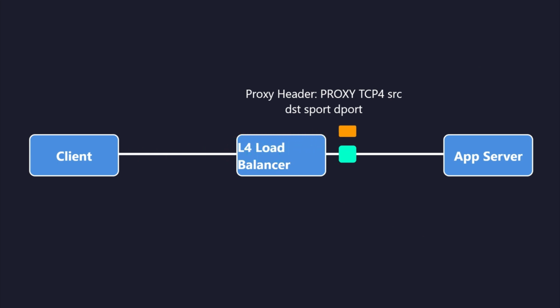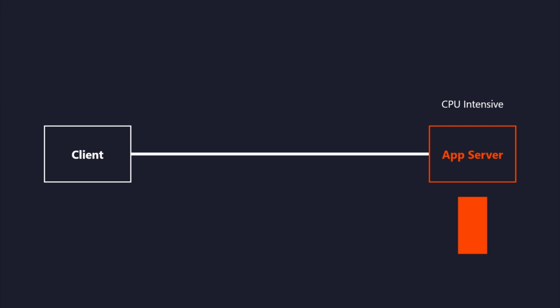To maintain visibility of the original client Internet Protocol address through a Layer 4 load balancer, implement the Proxy Protocol. This adds a small header to the start of the connection containing client details. Ensure your application server is configured to parse this header before the WebSocket handshake begins for authentication.